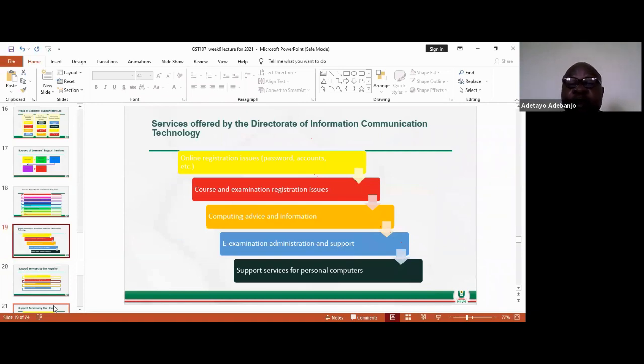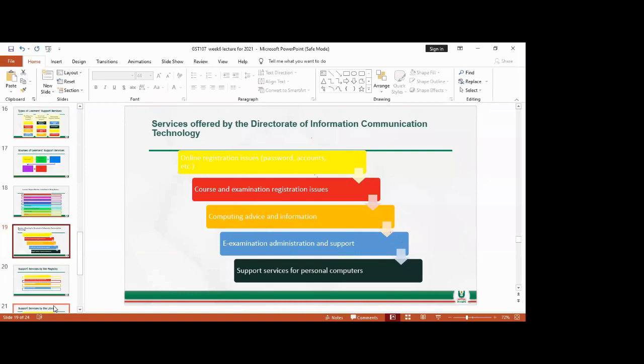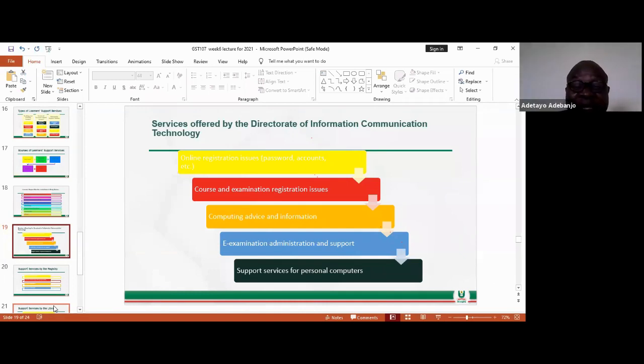So the Directorate of Information and Communication Technology, these are the services they offer. Like I told you, they will give you a password, you have an account, you have a portal that you can go to. Then if you want to register for your course or exam, these are the ones who will help you. Then computing and advice and giving you information that will be dropping in your portal. Then your exam, your result, everything that you will be seeing. Not all of you can be coming. If we ask you to be coming from where you are, from a long distance, to come and check your result, it's uncalled for. Why can't you find a way?